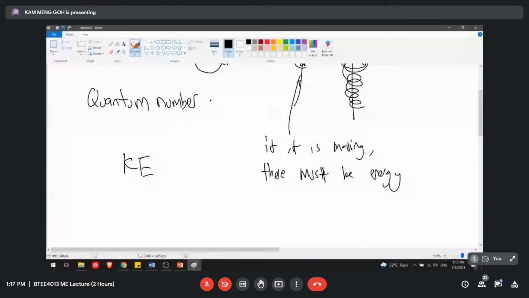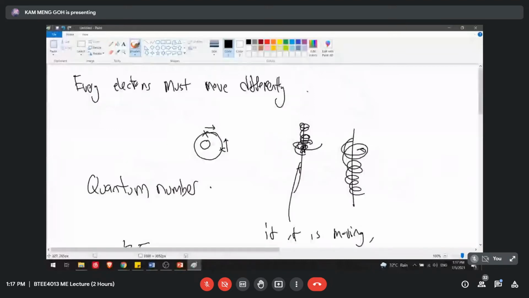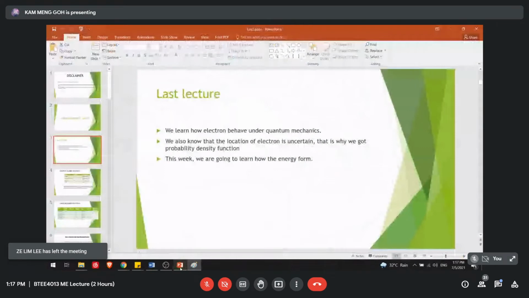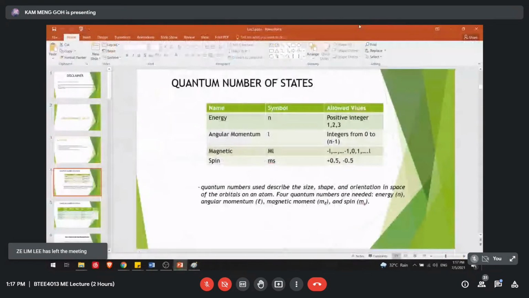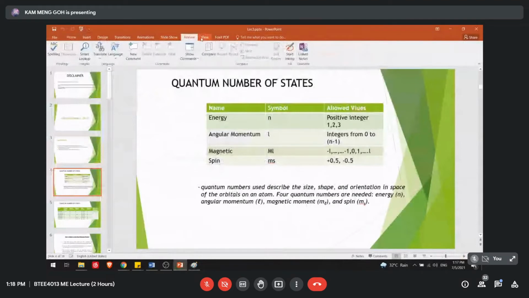Back to this. Just now we mentioned that every electron must move differently, but how do they decide how they move? This is the lecture that we mentioned today. There is something we call the quantum state, or quantum number of the state. Basically, this describes the size, shape, and orientation of the orbital of an atom. There are 4 quantum numbers needed.